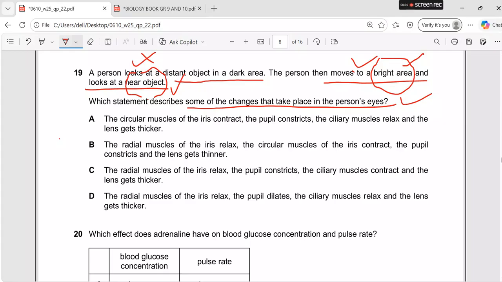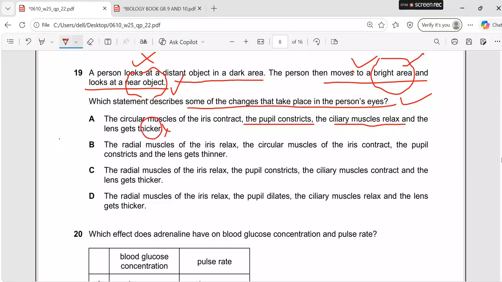The A option says the circular muscle of the iris contract and the pupil constricts. Okay. Bright area, of course, the pupil constricts. The ciliary muscle relax and the lens gets thicker. If you revisit the topic, when the ciliary muscle relaxes, the lens does not get thicker, it gets thinner. This is wrong. It does not get thicker, it gets thinner.